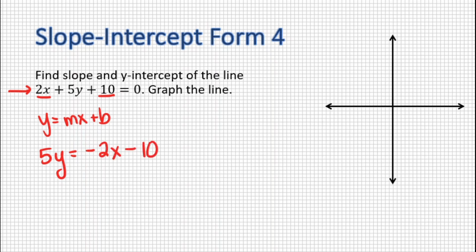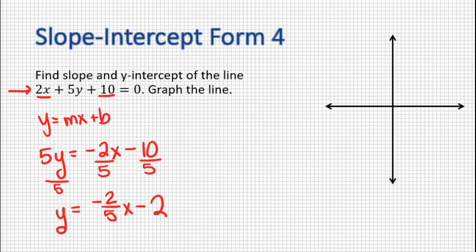Step 1. Now, slope-intercept form, you cannot have a coefficient in front of the y, so I need to divide out the 5 that's attached to the y. The math for that is I'm just going to divide everything by 5. It will change the left side to plain y. The slope is negative 2 over 5. And the y-intercept is negative 2, 10 divided by 5. And now I'm ready to graph.